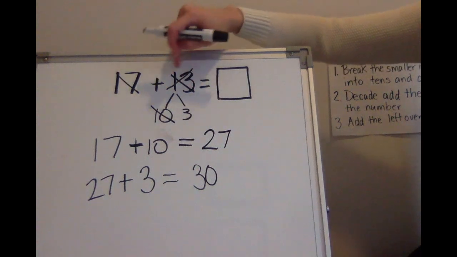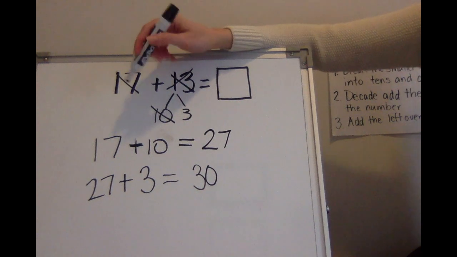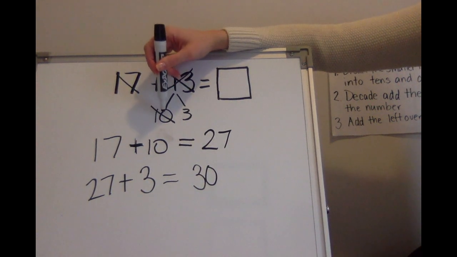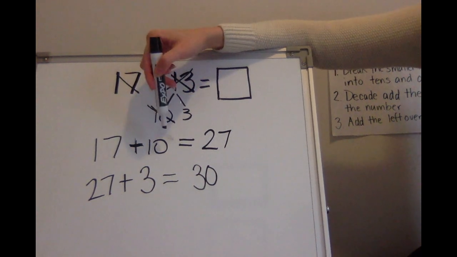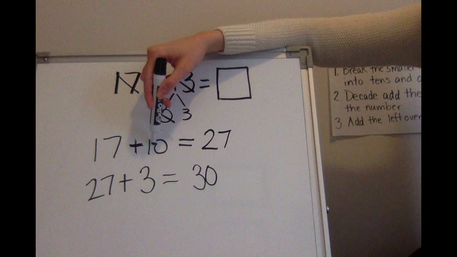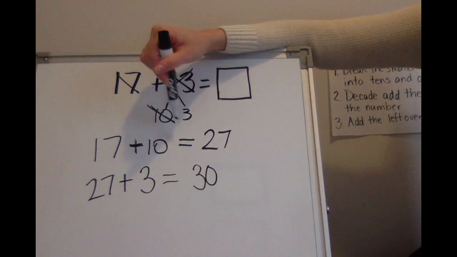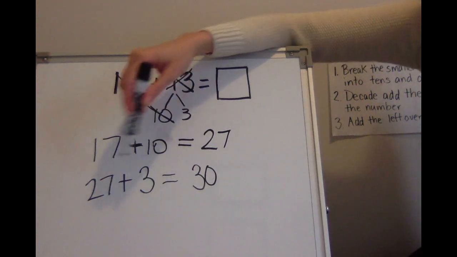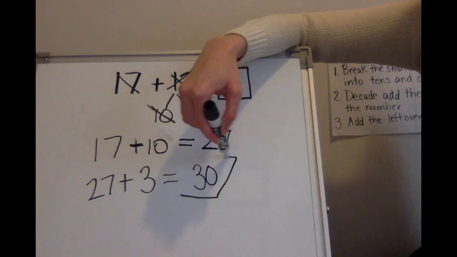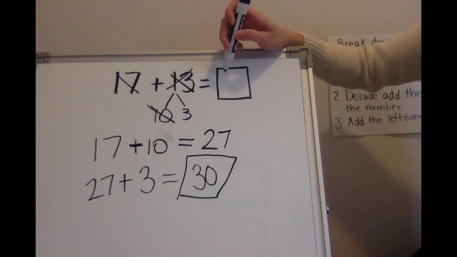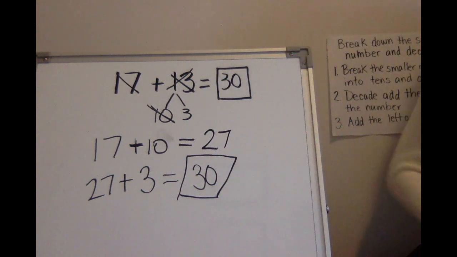First, I broke down my smaller number into 10 and 3. I can cross that out because I did it. Next, I need to add decade add up 17 plus 10. So I cross those two out, and I know that 10 more than 17 is 27. Cross that out because I used it. The only number left to use is 3. I write my 27 down here, and I add 3 more, and I get the missing number, which is 30. So that means 17 plus 13 is 30.